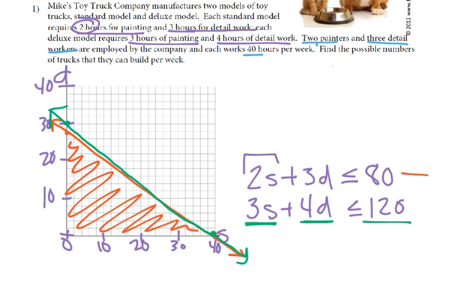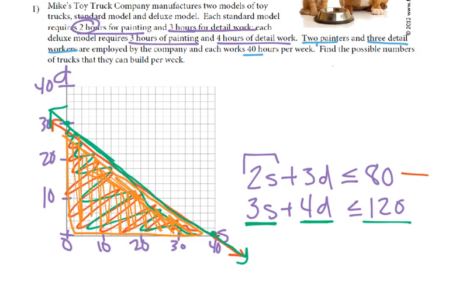Okay. So then we would shade that one. And what we're looking for is the part where both of them are shaded. And both of them are shaded from here to wherever this line intersects down. Okay. Something like that. So that's the number of deluxe and standard models of toy trucks we can make.